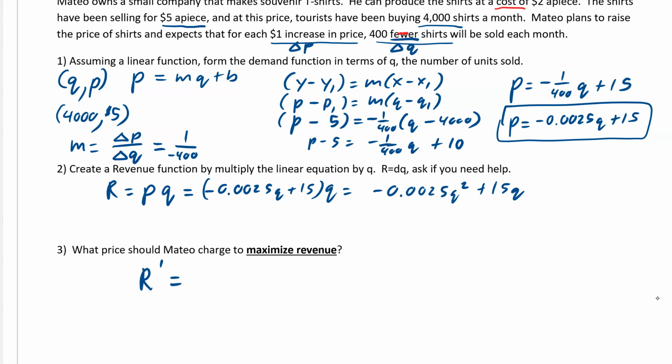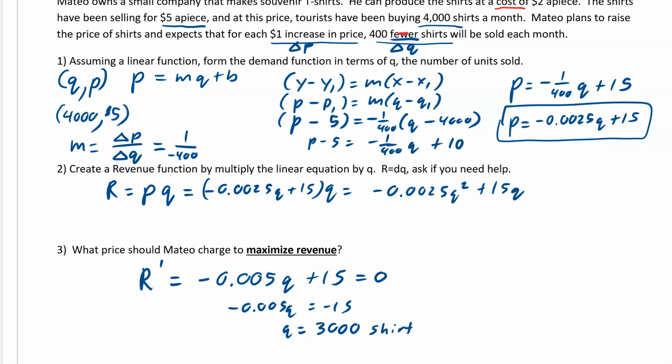we end up with negative 0.005 Q plus 15. Set it equal to 0, and we get negative 0.005 Q equals negative 15. So Q equals 3,000 shirts. So 3,000 shirts is what will maximize the revenue, but it didn't ask for the shirts, it asked for the price. So if we take our price function, plug it in, it'll tell us the matching price.